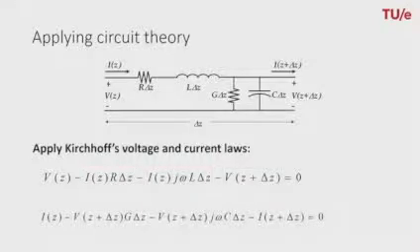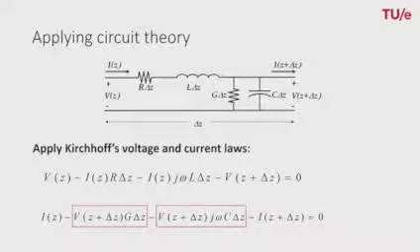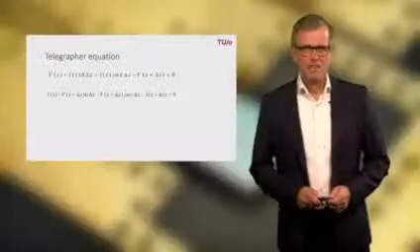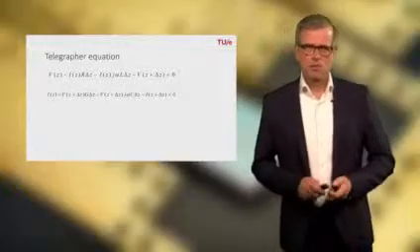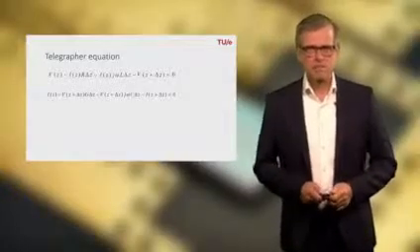Similarly for the current law, we have that the input current, minus the current flowing through the shunt conductance, minus the current flowing through the shunt capacitance, minus the output current, should be equal to 0. So we now have a set of two equations to solve. Now let us take a closer look at this set of equations.